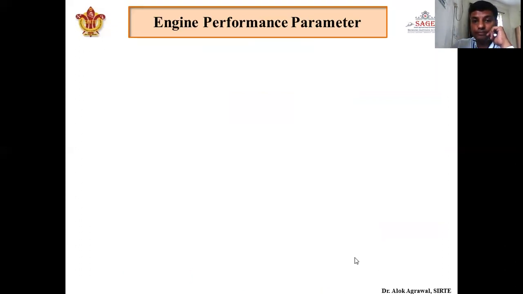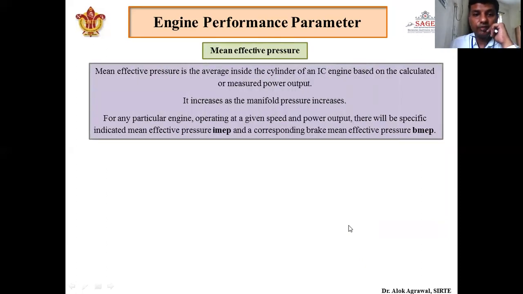Next is mean effective pressure. Mean effective pressure is the average pressure inside the cylinder of an IC engine based on the calculated or measured output. With an increase in manifold pressure, mean effective pressure increases. How can we define it in easier words? We have seen that while operating in a cycle in an SI engine or CI engine or any IC engine, the pressure changes continuously. There is no constant pressure there. Continuously the pressure increases and decreases.